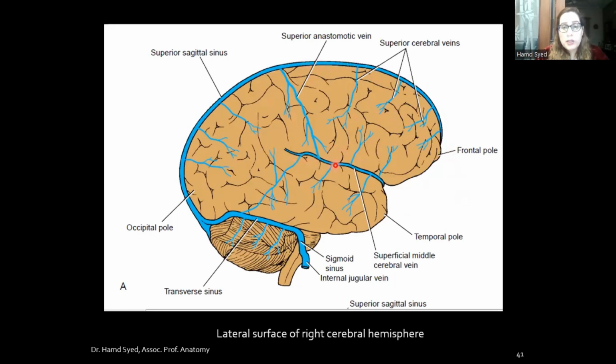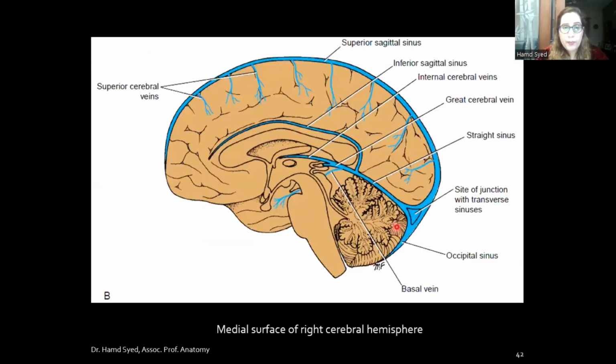Also, you can see this superficial middle cerebral vein, which travels in the lateral sulcus of the cerebral hemisphere, and it is also draining the lateral surface of the brain, and eventually its blood goes into the cavernous sinus. There is also a deep middle cerebral vein, which is draining the blood from the insula.